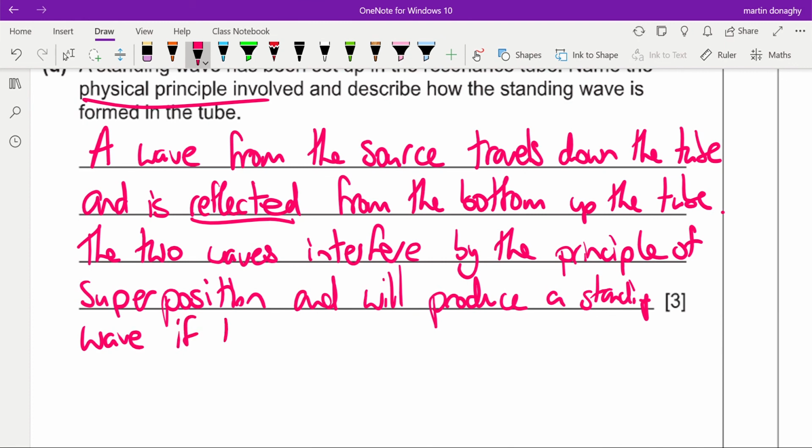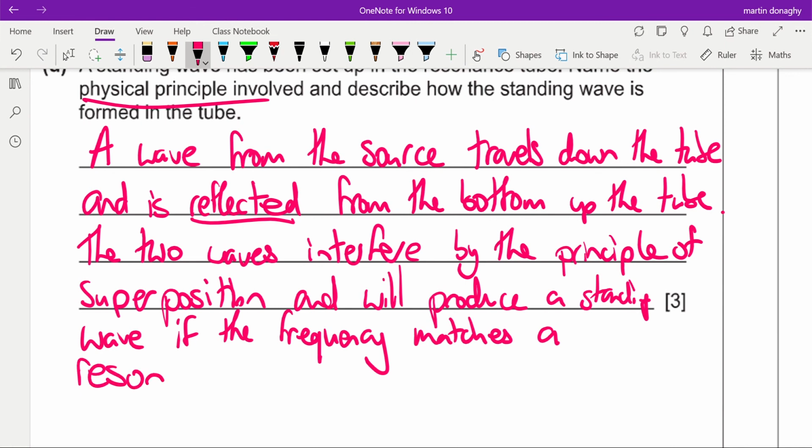But only if the frequency of the source matches a resonance frequency. So it doesn't happen at every frequency. We have to make sure it's the correct frequency to produce a frequency that the air in the tube likes to vibrate at, essentially.